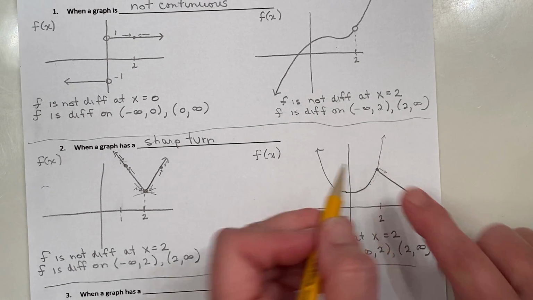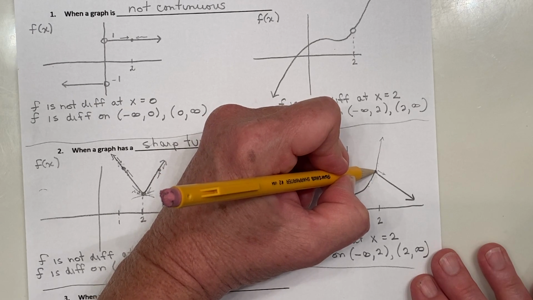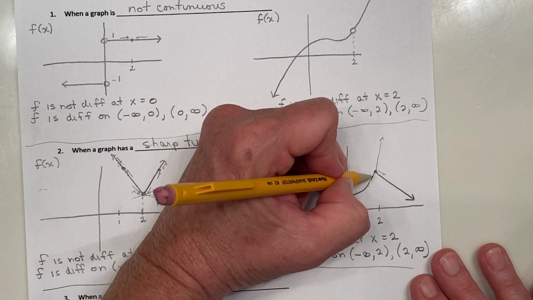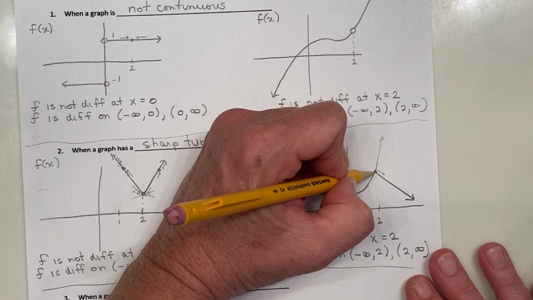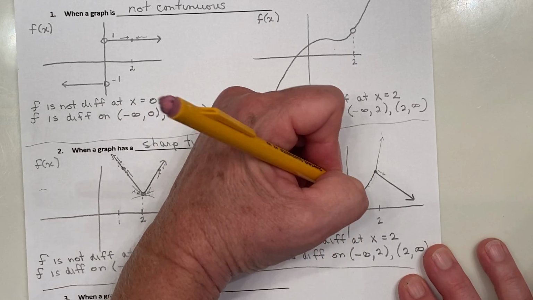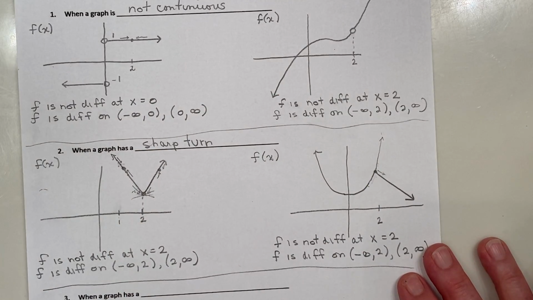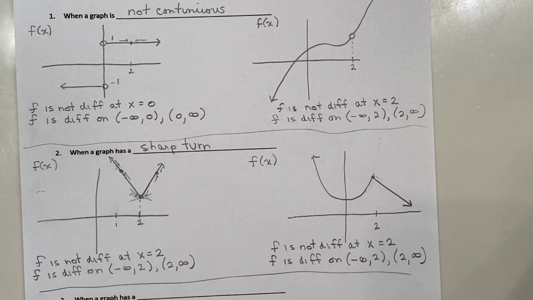at that sharp turn. It would be possible for us to transition from a parabola to a linear function in a smooth transition to where there is no sharp turn, and in that case it would be differentiable. But we're going to have to know other techniques for investigating that, and we will learn that. Okay, but for right now, let's just use the graphs as a visual.